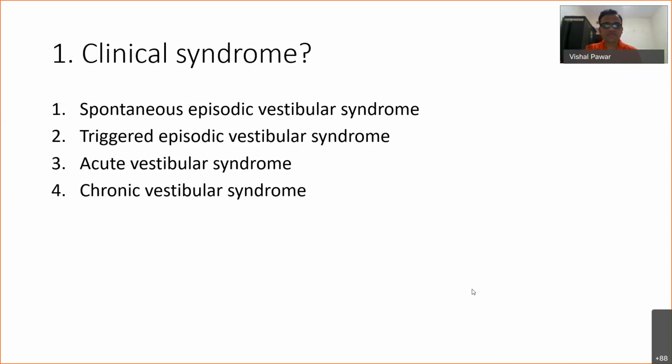So this patient presented with recurrent attacks of imbalance lasting for 2 minutes, associated with oscillopsia. Which clinical syndrome are we dealing with? Is it spontaneous episodic vestibular syndrome, triggered episodic, acute vestibular syndrome, or chronic vestibular syndrome?